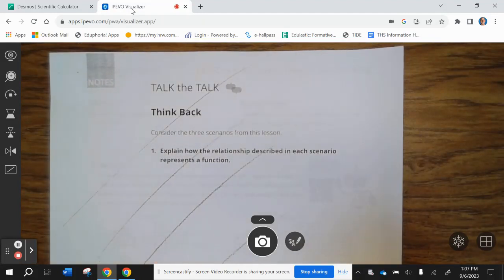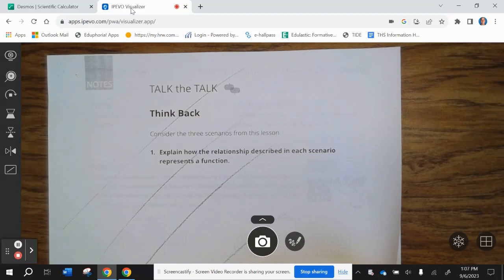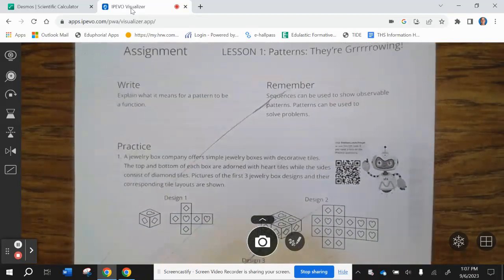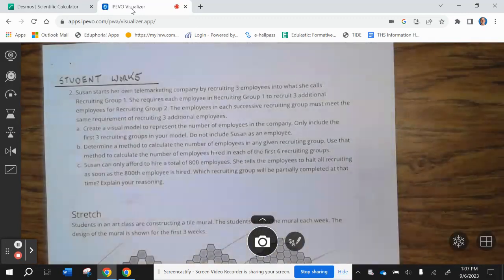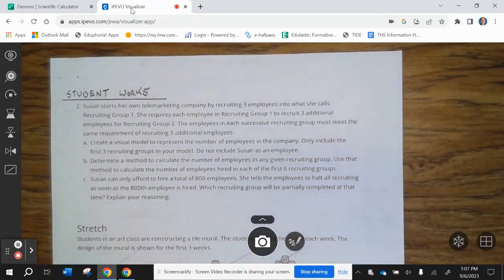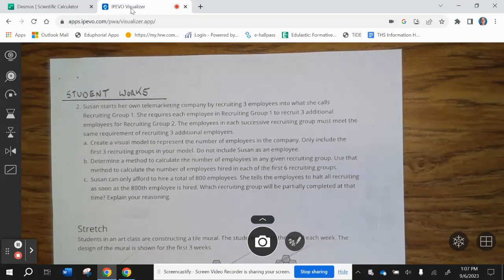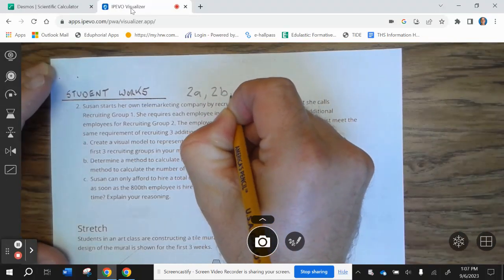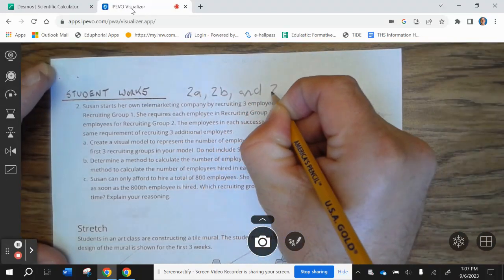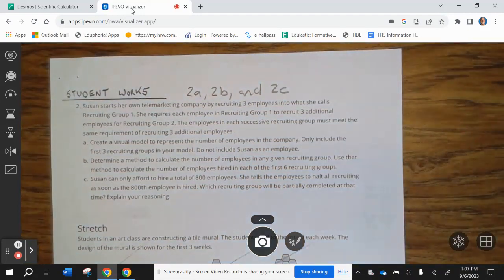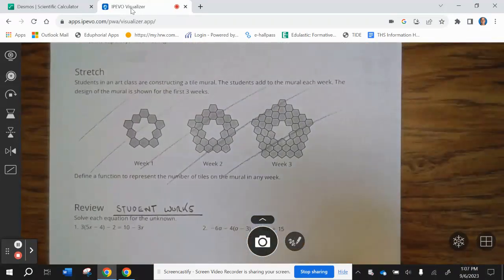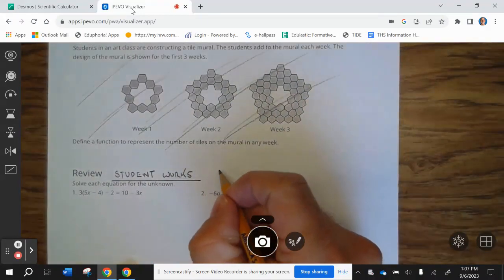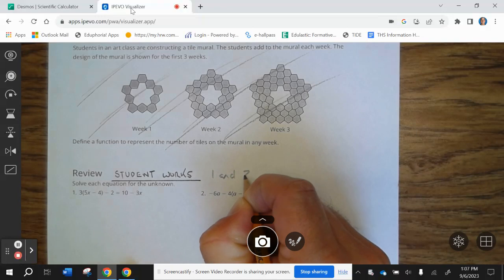All right, we're going to omit that page. We're also going to omit this page. And then the student's going to work 2A, 2B, and 2C. We're not going to worry about this. And the student's going to work 1 and 2.